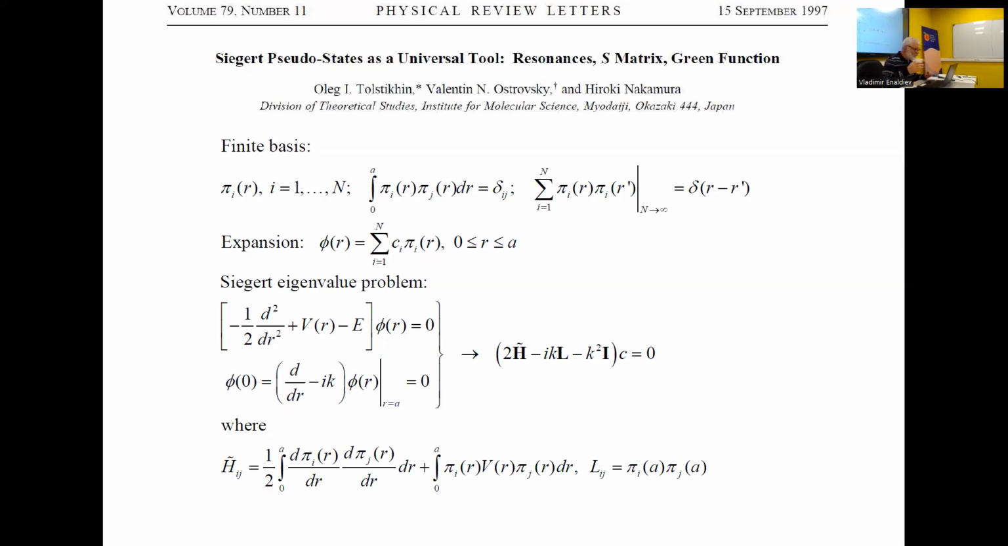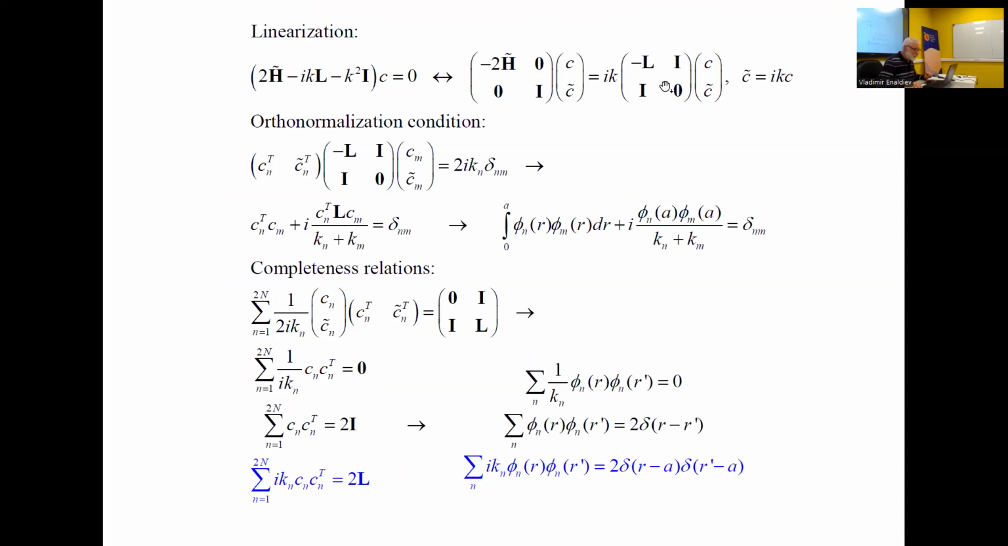So that means we fix n, and obtain easily, by solving this linear algebraic eigenvalue problem, the set of Siegert states, a finite set. There are 2 times n solutions. Using these 2 times n solutions, we calculate the S matrix, Green function, etc. And these results reproduce the exact results within some interval of k. And the width of this interval depends on n. If n grows, the width grows.